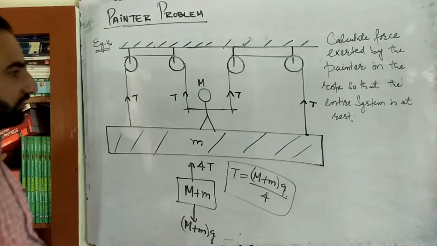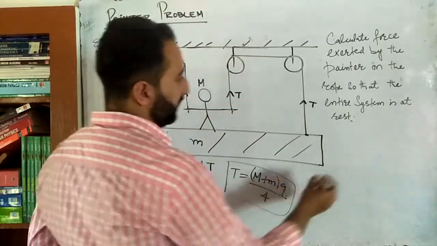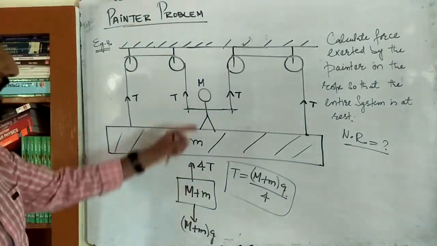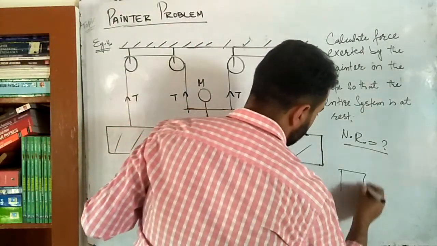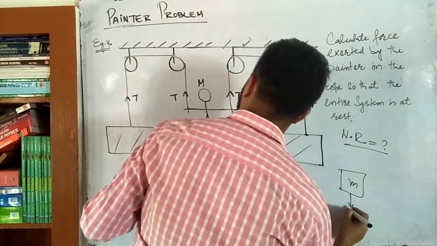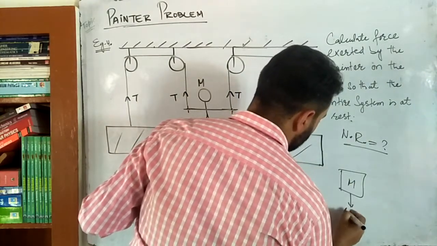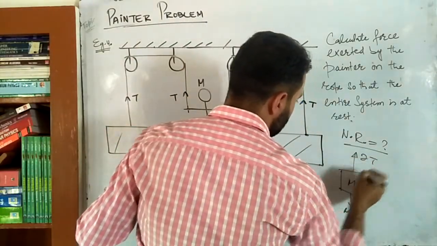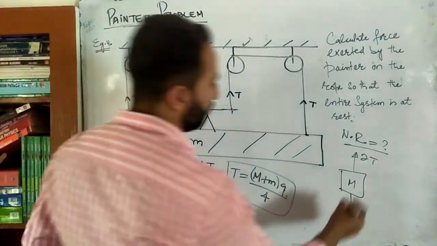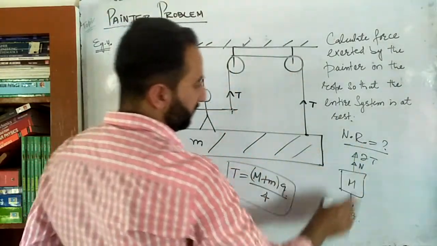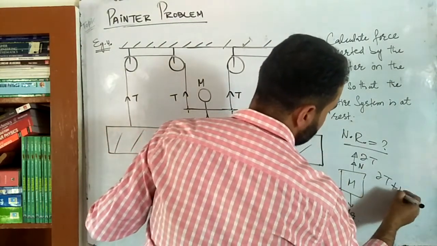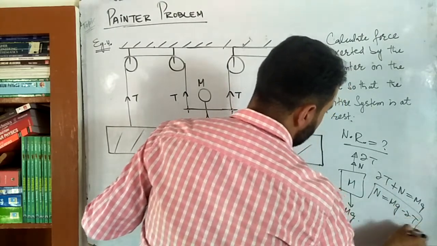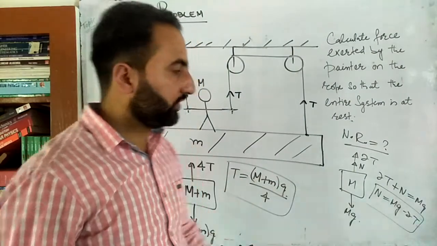And then suppose you are supposed to calculate the normal reaction, let's calculate the normal reaction as well. In order to calculate the normal reaction, we'll construct the free body diagram only for the man. So this is the man, his mass is m. In the downward direction there is a force, that's capital M multiplied by g. In the upward direction, T plus T is twice T, and in the upward direction one more force, that's the normal reaction. So the equation will be: 2T plus N will be equal to mg. N will be equal to mg minus 2T. Then substitute the value of T there. From there you can calculate the normal reaction.